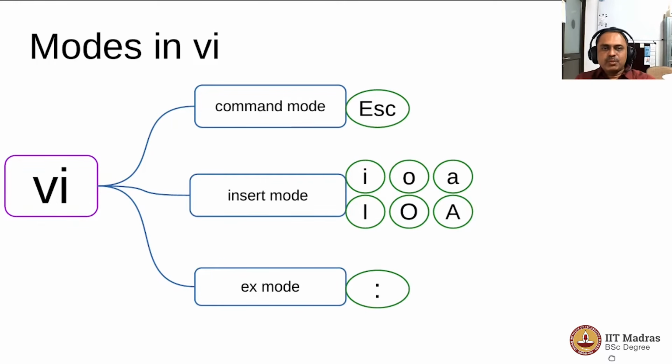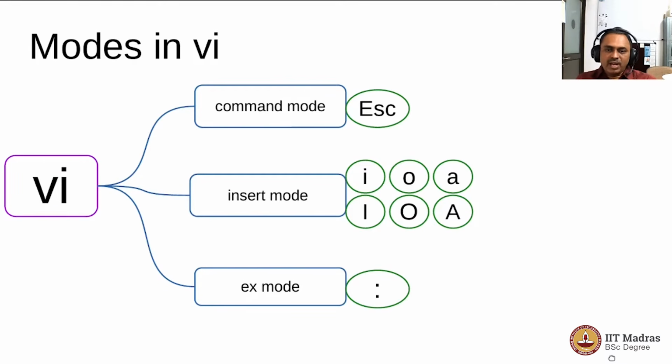There are three major modes of the VI editor. There is the command mode, which by default is open when you open the file, and by pressing the escape key you can go into the command mode. You can press it multiple times because it doesn't hurt. Escape is the key at the top left of the keyboard, so you can keep pressing that to ensure that you are in the command mode. And if you are in the insert mode, then what you type will actually go into the text buffer or into the file, and there are some characters which trigger the insertion.